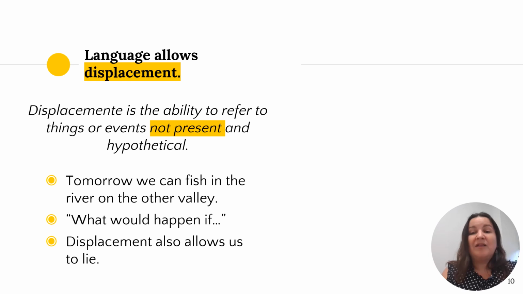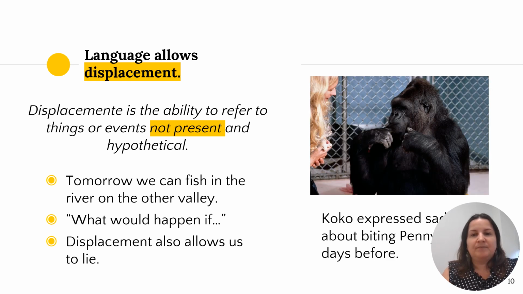Displacement also allows us to lie, however, right? A gorilla can't lie because it can't tell you there is something in front of you if it's not there, because you would know it's not true. But humans, because I can talk about things that are not in front of us right now, if I tell you, yesterday I went to Disney World, you don't know if it's true or not because you weren't there. But language allows me to say that.